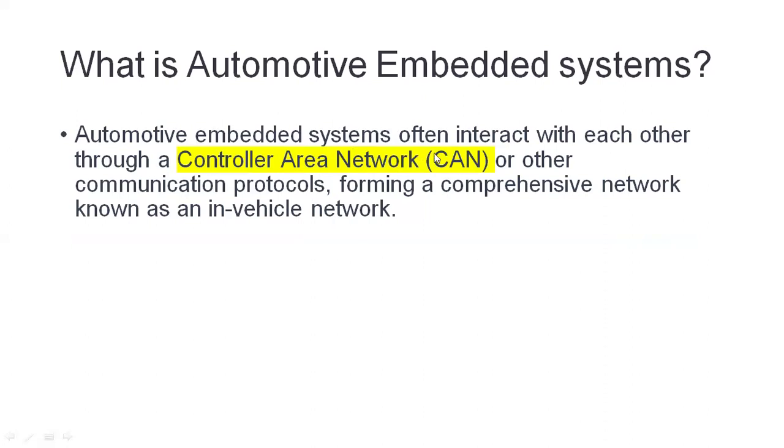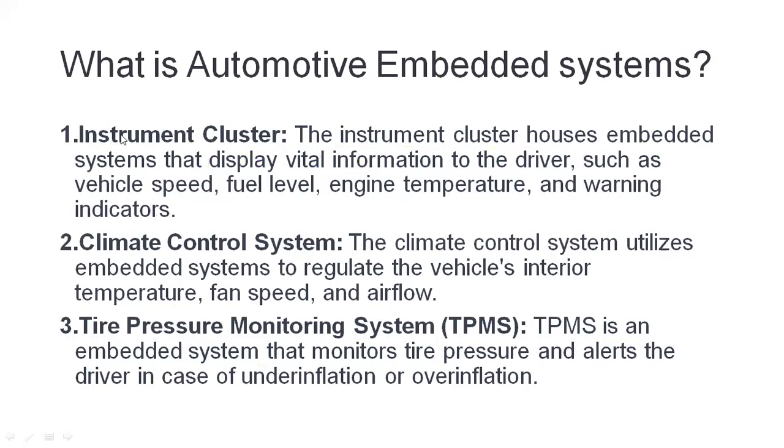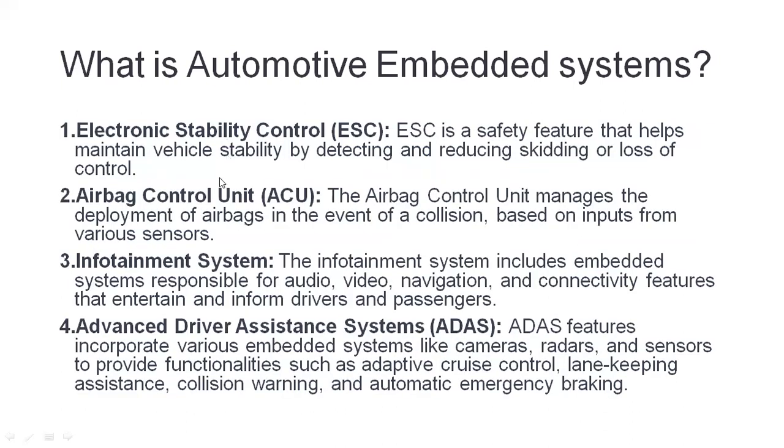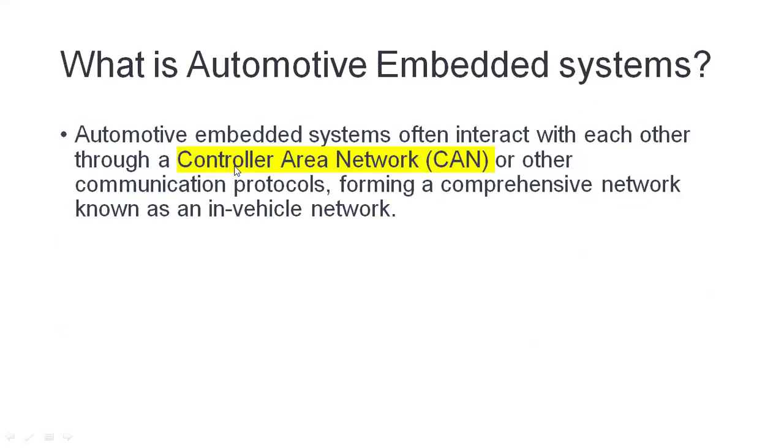Automotive embedded systems often interact with each other through a controller area network. That is called the CAN protocol. It is the communication protocol used mostly in automotive embedded systems. 90% of automotive embedded systems depend upon the controller area network only. This CAN protocol is connected with different types of nodes, like we already discussed: cluster, instrument cluster and so on. Each node is connected through this controller area network.